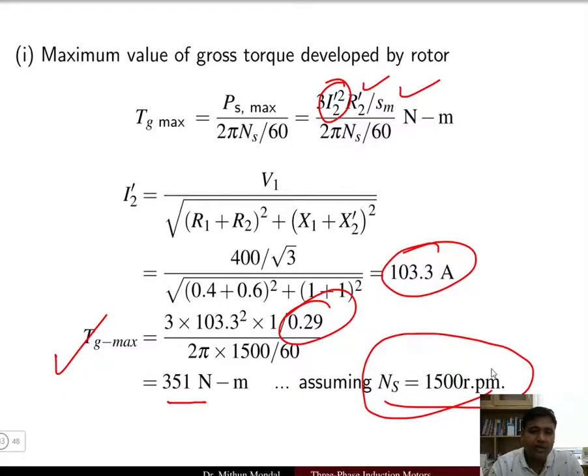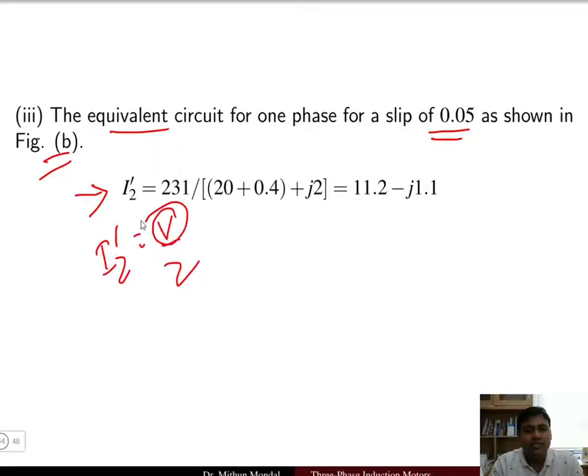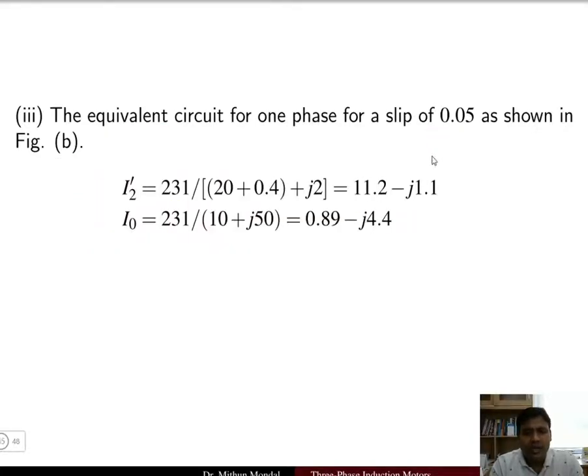assuming that the synchronous speed of the machine is 1500 rpm. Now, using the equivalent circuit of figure B and a slip of 0.05, we can find the value of I2 dash. We calculate I2 dash as the voltage divided by the impedance, and this voltage is the per phase voltage. So we get a value of the current. Next, what is the no load component of the current? The no load component I0 is the voltage divided by the total impedance of the no load part. So we get the no load current.